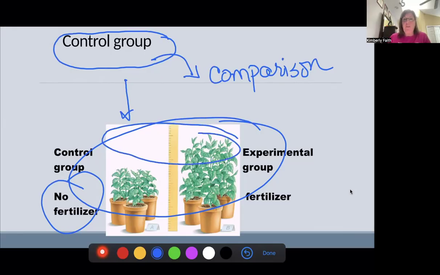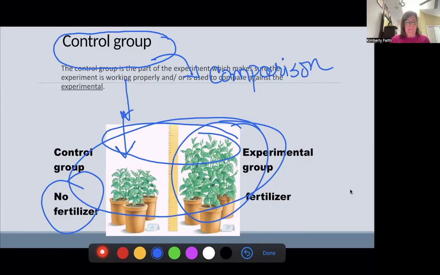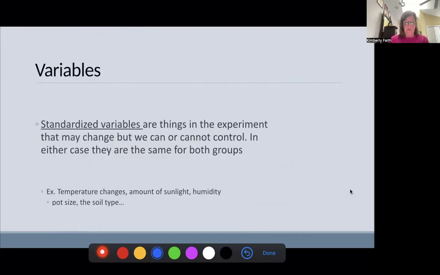Okay, you wouldn't know if the fertilizer, maybe this was your control group. Then you can say, oh no, the fertilizer did worse. Okay, so we do need a comparison group. So that is our control group. Okay, so again, used to compare against. So we have our control and our experimental.